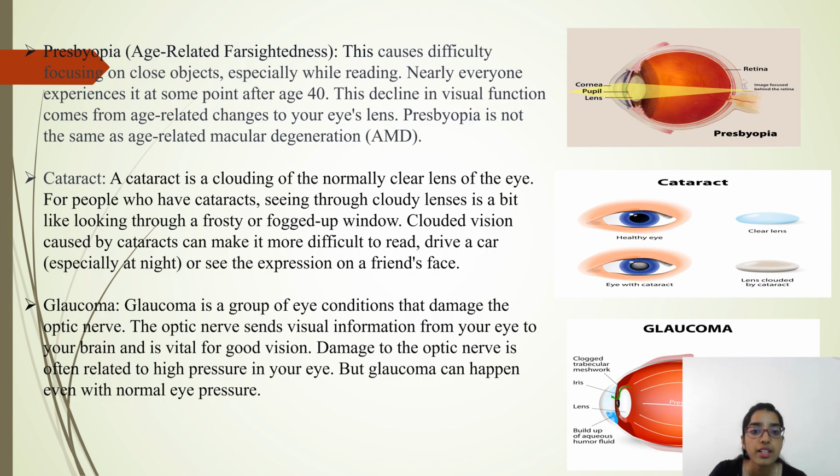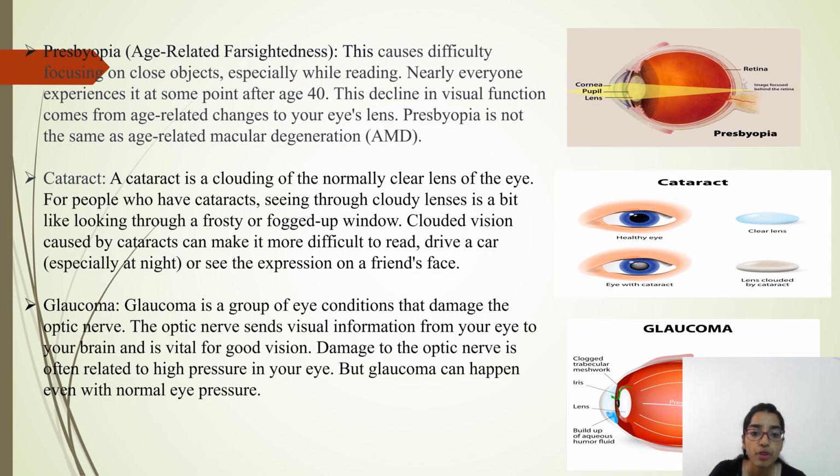Cataract. A cataract is a clouding of the normally clear lens of the eye. For people who have cataracts, seeing through a cloudy lens is a bit like looking through a frosty or fogged up window. Clouded vision caused by cataracts can make it more difficult to read, drive a car, or see the expression on a friend's face. Glaucoma.